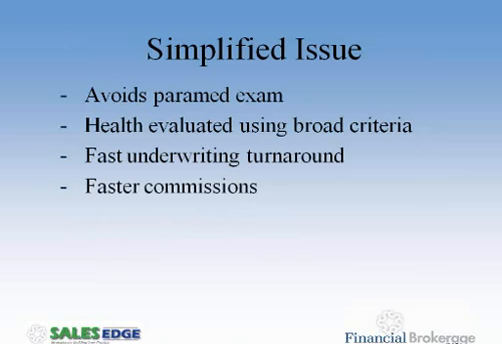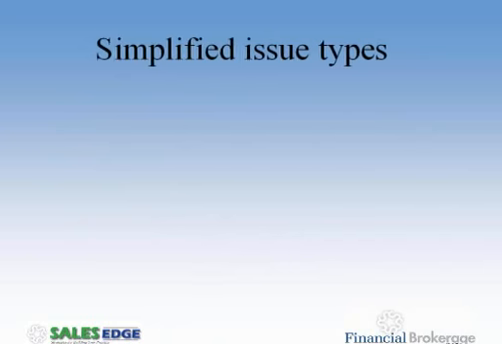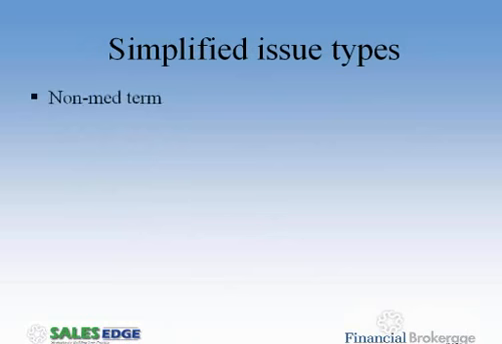Now, simplified issue can really encompass many different types of policies. Probably the most common one we think of are the non-med term insurance policies. We offer about 4 or 5 carriers with these. A lot of folks might refer to this as mortgage term. You fill out the application. There might be a phone interview with the client, but that's it. They can get up to $250,000, in some cases $350,000 of coverage, and there's no exam. It's a very simple way of doing business.